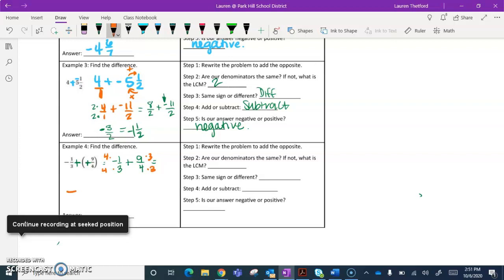And that gives me 4 times 3 is 12. 4 times 1 is 4. That'll be negative. Plus 9 times 3 is 27 over 12. So these are now different signs, so we are going to subtract. So 27 minus 4 equals 23 over 12. So this means that 12 goes into 23 one time with 11 left over. And this is going to be positive because my bigger number was positive.